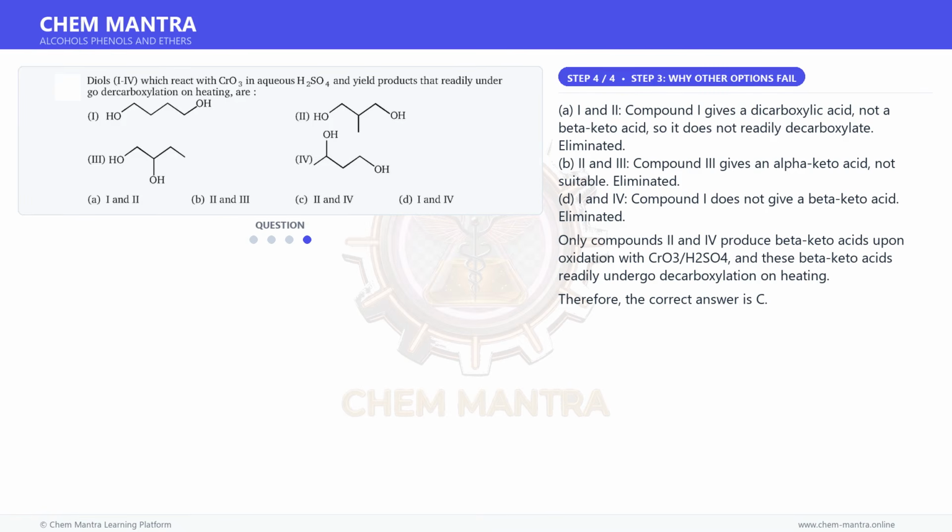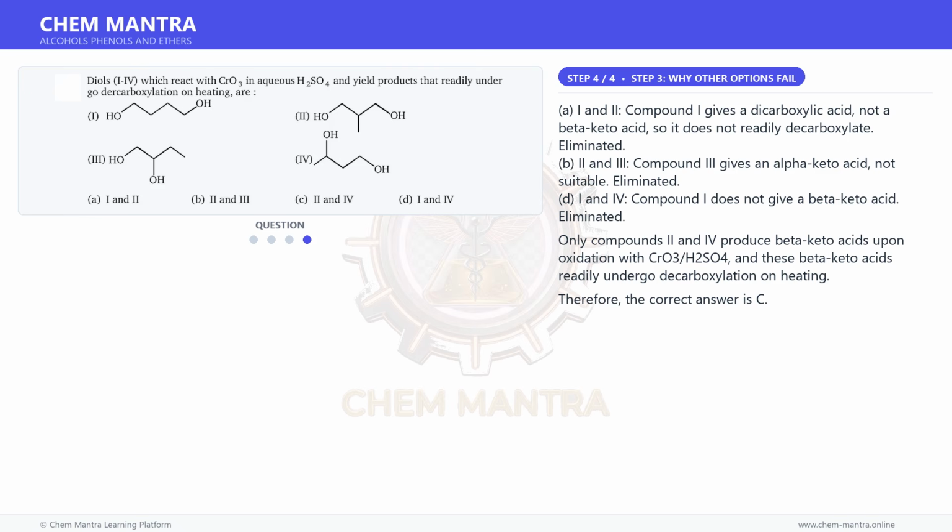A. 1 and 2: compound 1 gives a dicarboxylic acid, not a beta-keto acid, so it does not readily decarboxylate. Eliminated. B. 2 and 3: compound 3 gives an alpha-keto acid, not suitable. Eliminated. D. 1 and 4: compound 1 does not give a beta-keto acid. Eliminated.